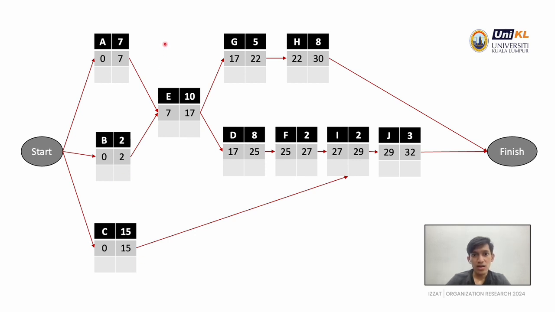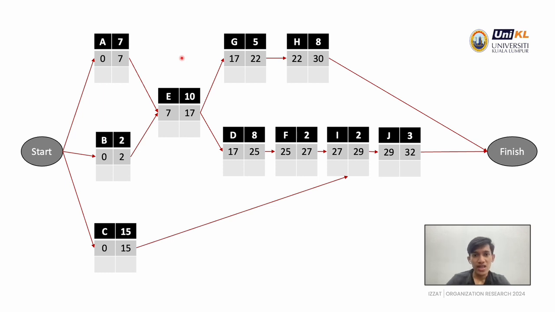So after we find the early finish, we need to make some calculation to find the earliest finish. The calculation is earliest start plus completion time. For example, on activity A, the earliest start is 0 plus 7. So the answer is 7. So the 7 is the earliest finish. So next, we move on to the next activities.